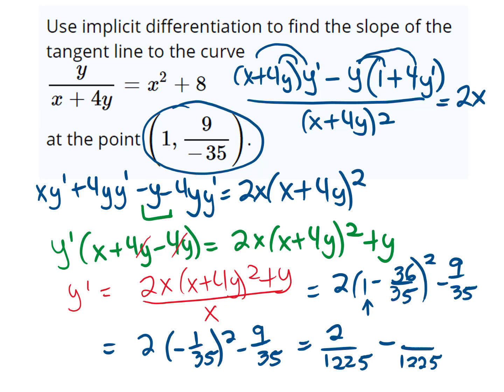And it looks like that would become 315/35. So doing that subtraction, I get negative 313 over 1225. That is the slope of the tangent line at this point.